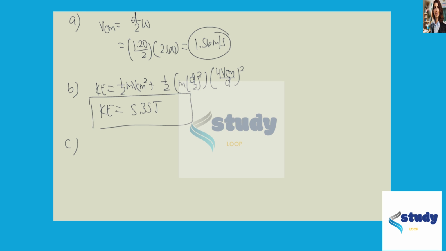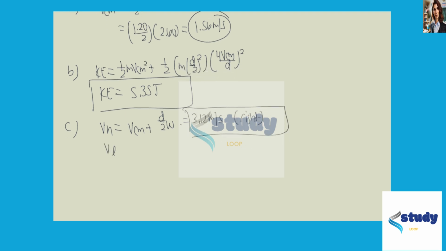Now we'd like to find the velocity vector at each of these points. To calculate the velocity vector at the highest point, it's equal to the velocity vector at the center of mass plus diameter over 2 times omega. So we get 3.12 meters per second, and it's going to be towards the right. So this is at the highest point. At the lowest point, we just have 0 meters per second.